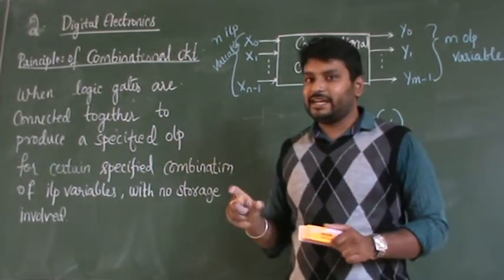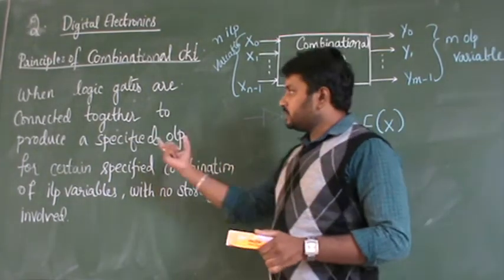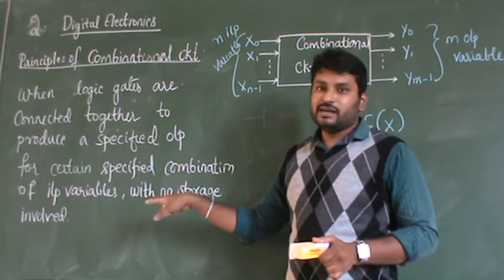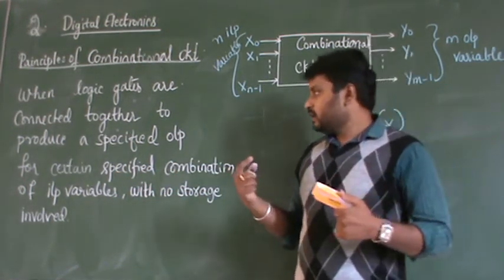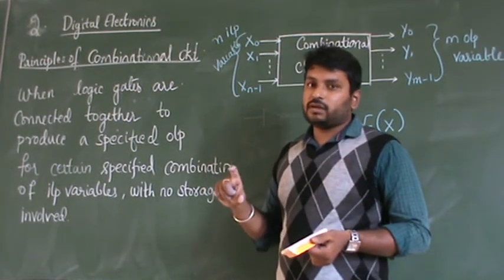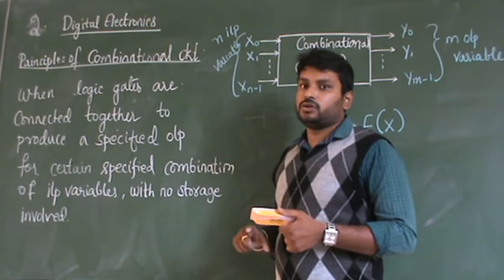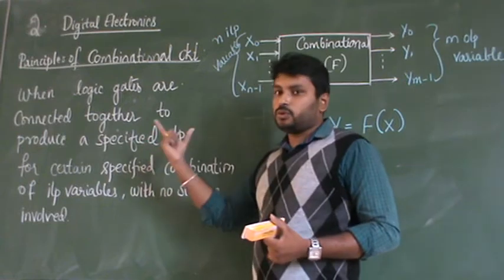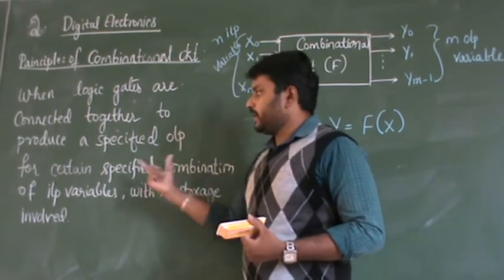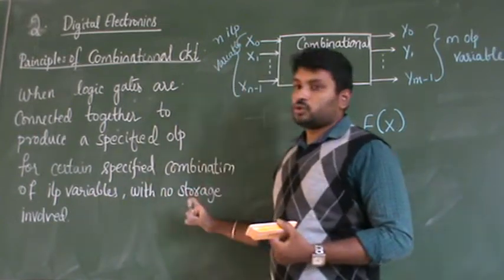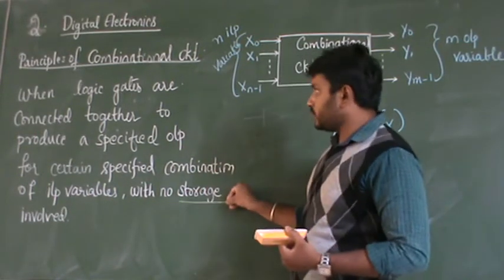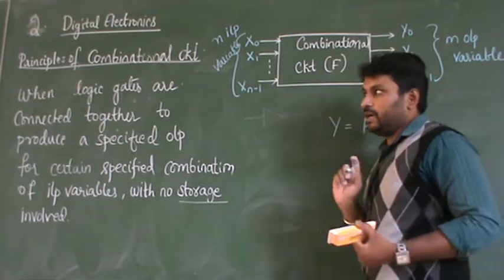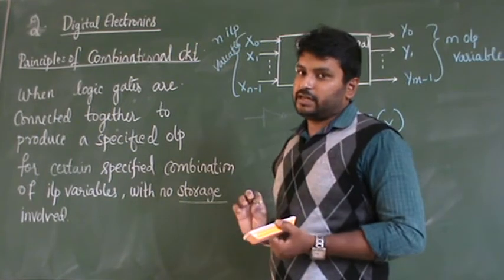So whenever the logic gates are interconnected in order to get the specified output for a certain specified combination of input variables, if your input variables are not related to the output, then you will not be getting a specified output. So if you want a specified output, you have to give a specified combination of input variables with no storage involved. This is very important. There is no storage element in the combinational circuit. But in the case of a sequential circuit, there will be a storage element. That will be a different case. We will try to understand it a little bit later.